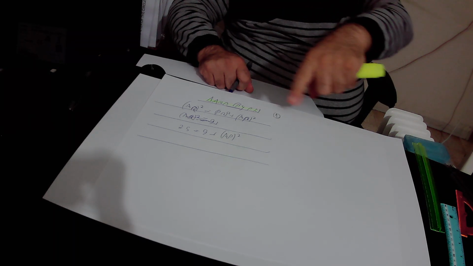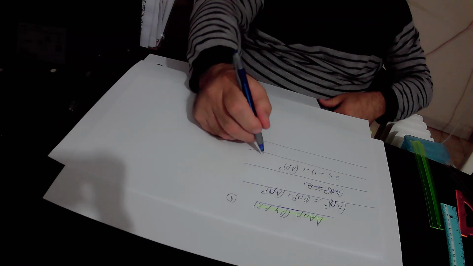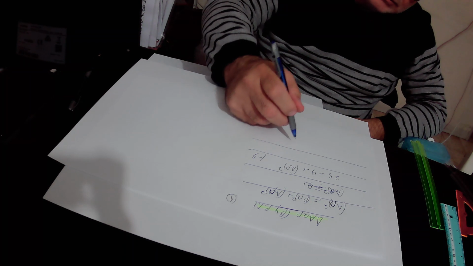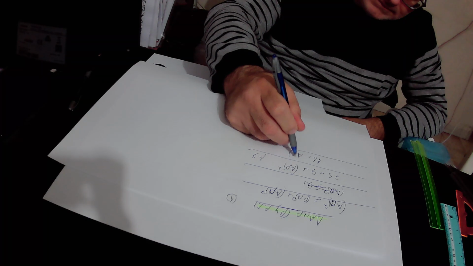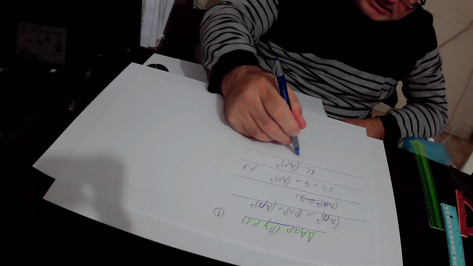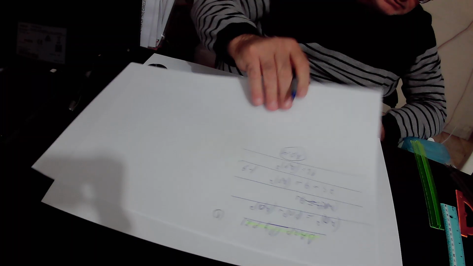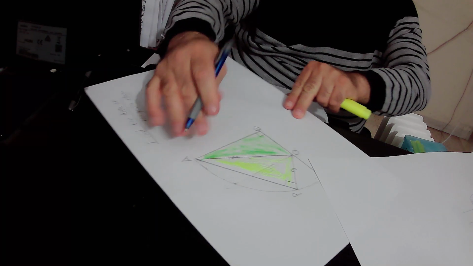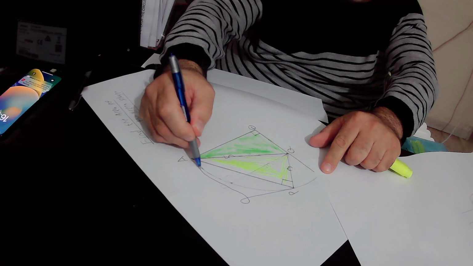We subtract 9 from this equation, and we get that 25 minus 9 is 16. 16 equals AP square. We take the square root of this equation and we get that AP equals 4 units. So actually we found out that side AP equals 4 units. So I write it here. Side AP equals 4 units.